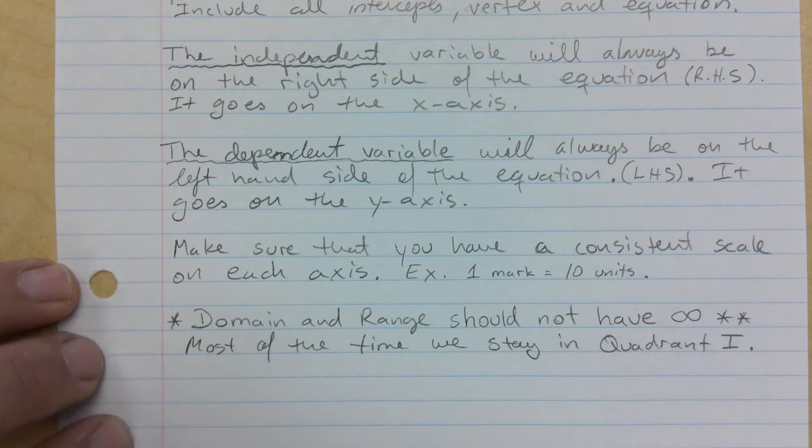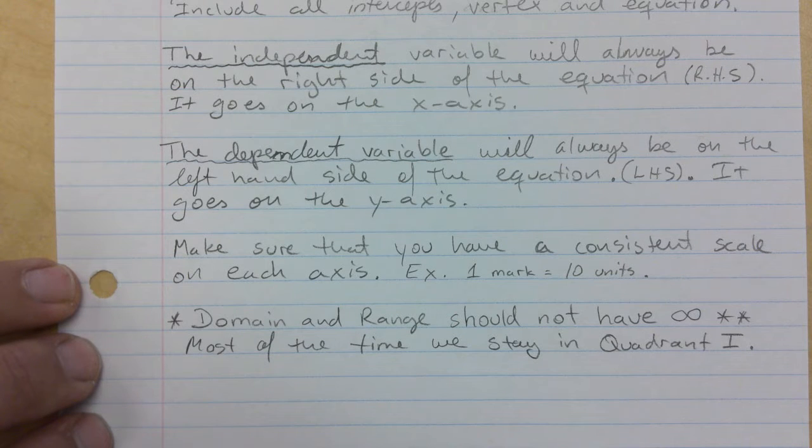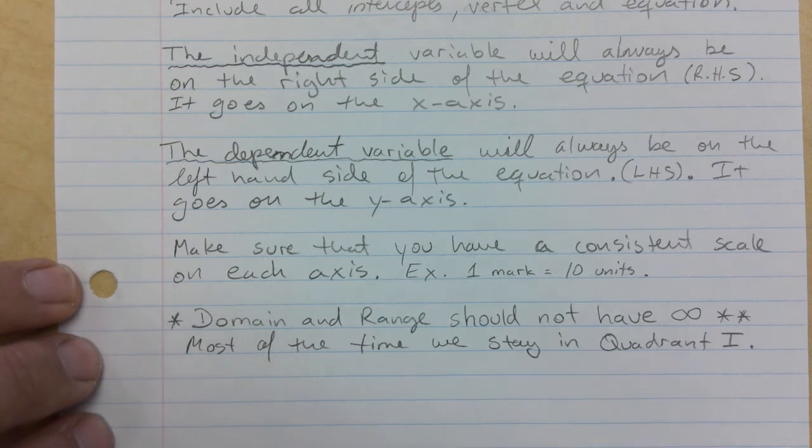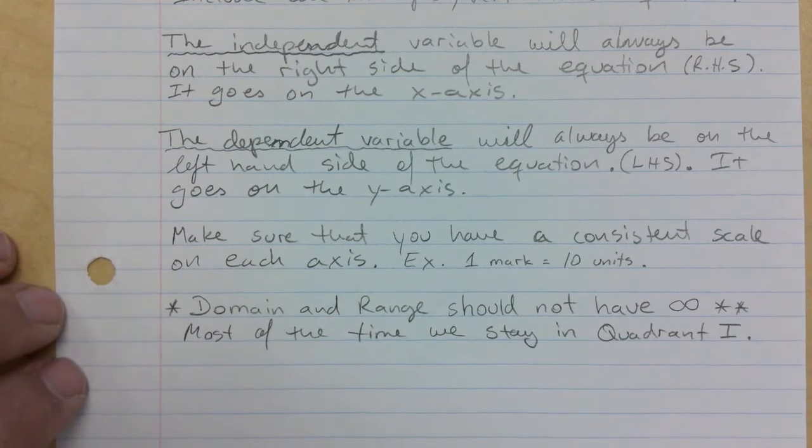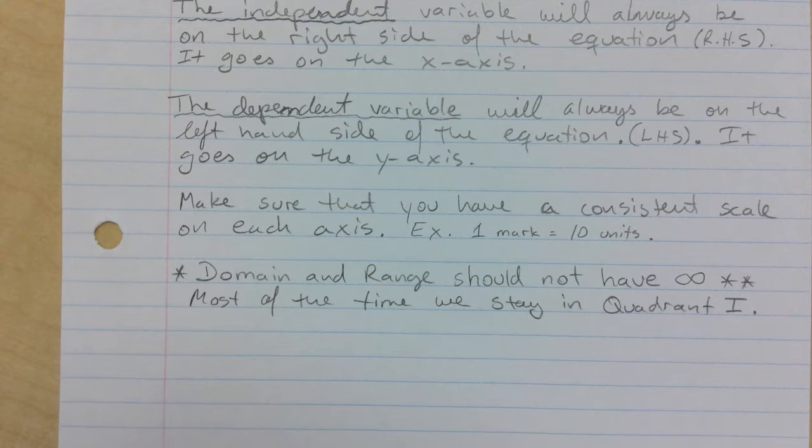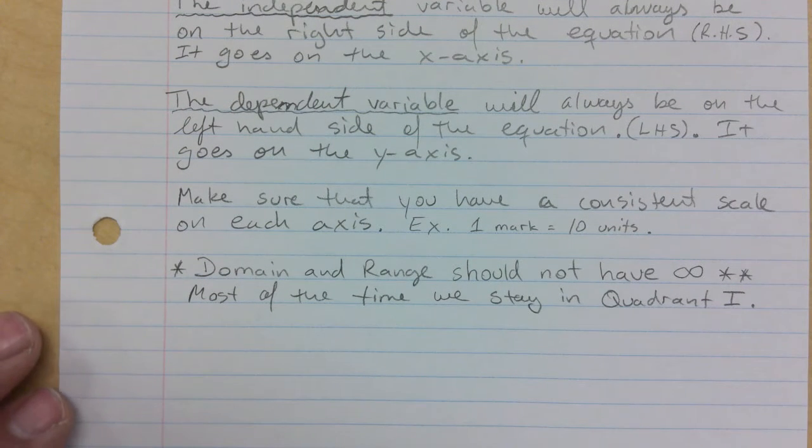Most of the time you will be staying in quadrant 1, where y and x are both positive. Not always, because there will be examples where, for example, a diver jumps into the water, right? So you're going from above the ground, the height, and then you dive down and go below the surface of the water. So there will be a few instances where that's not the case, but for the most part, that is what it is, okay?